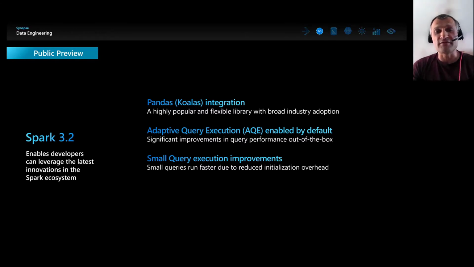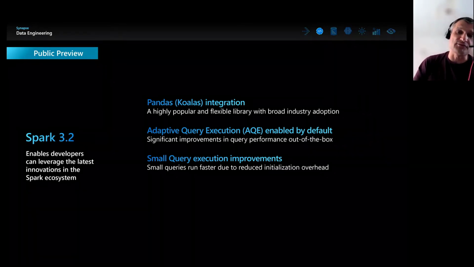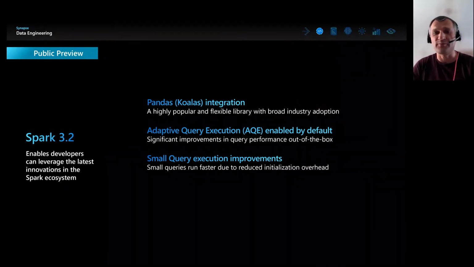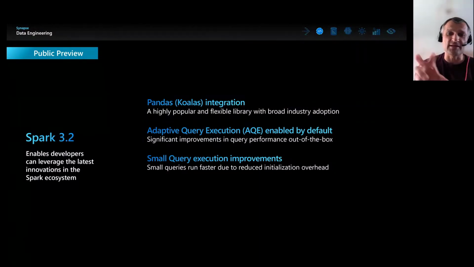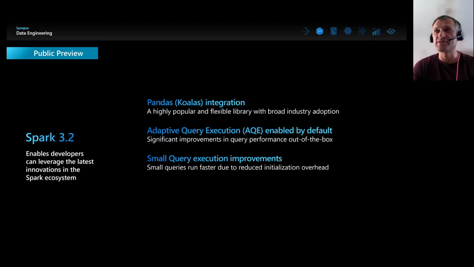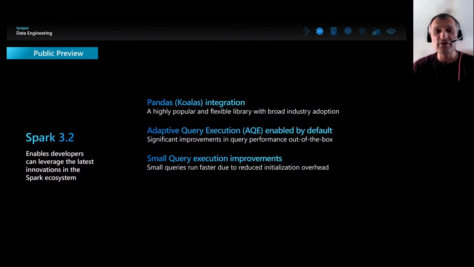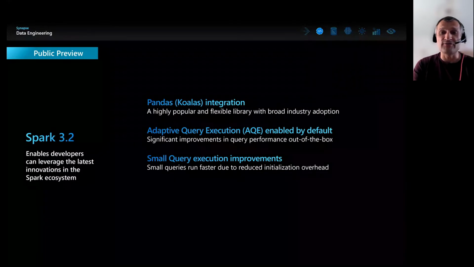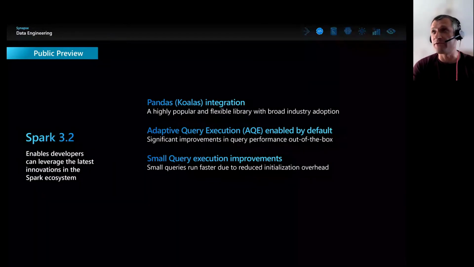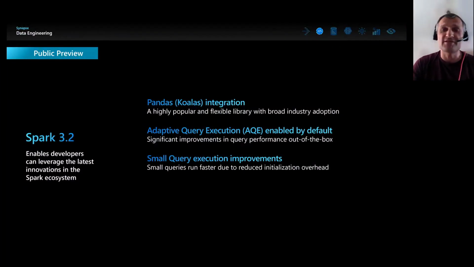And this actually brings several improvements because first of all, you will see that there is support for Koalas integration, and Koalas means that you will have pandas but optimized for PySpark. It's no longer a single node operation pandas. It brings distributed data engineering based on pandas to Spark in Synapse. Then you have out of the box adaptive query execution enabled, which means that you will see improvements in query performance just like that.